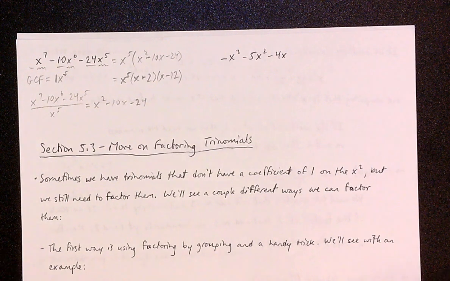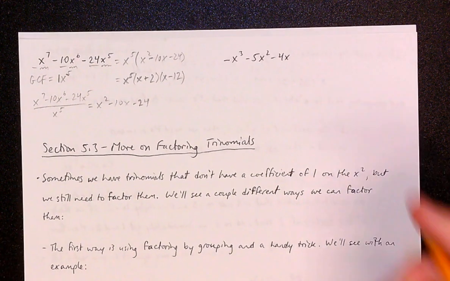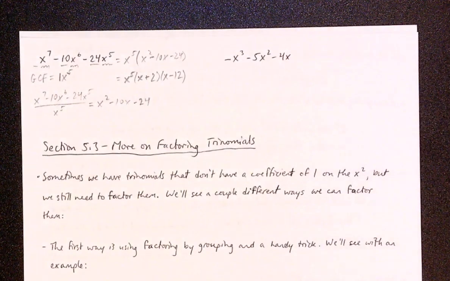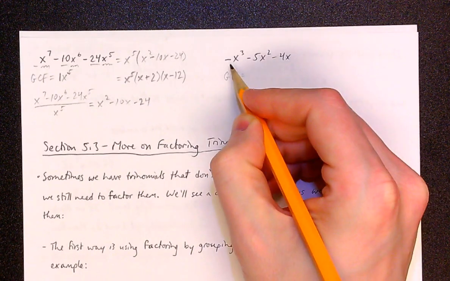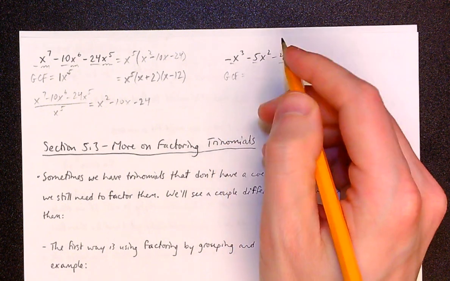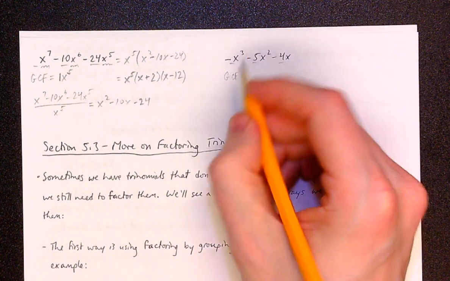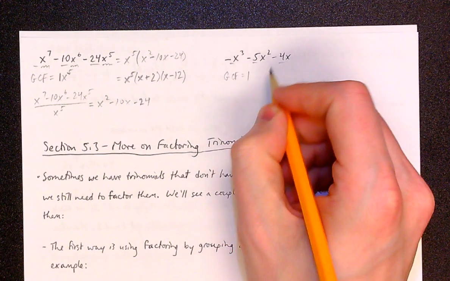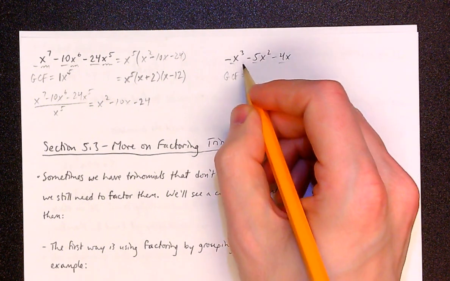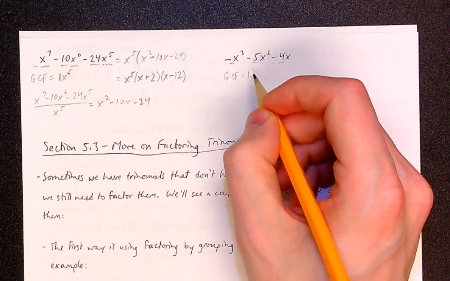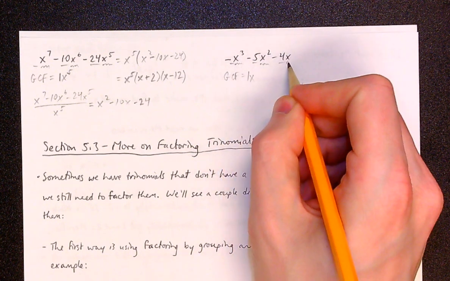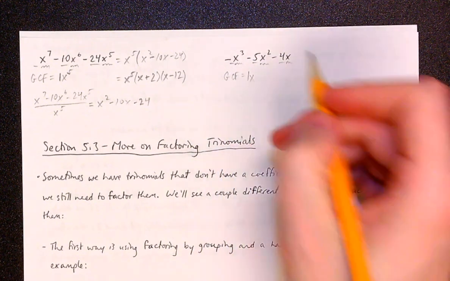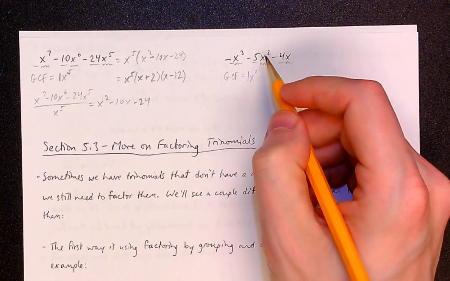Moving on to the next one here. Negative x cubed minus 5x squared minus 4x. Again, let's find that GCF. The numbers in front are 1, 5, and 4. The GCF of 1, 5, and 4 is 1. And the variable is going to show up in the GCF because each term has the variable. What's the exponent going to be on that variable? It's going to be the smallest exponent, which is 1.